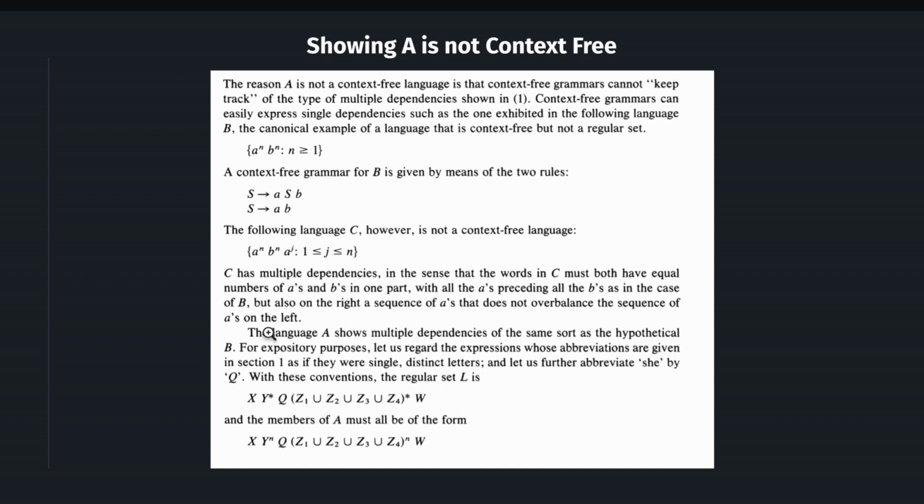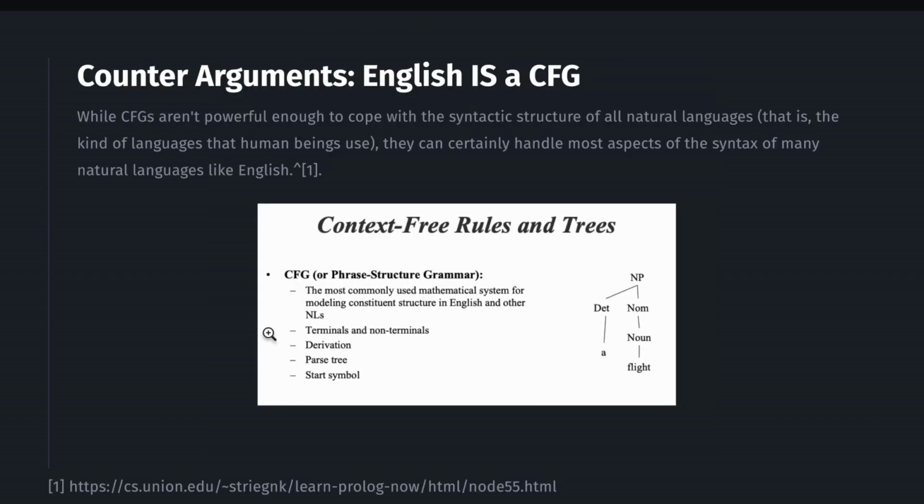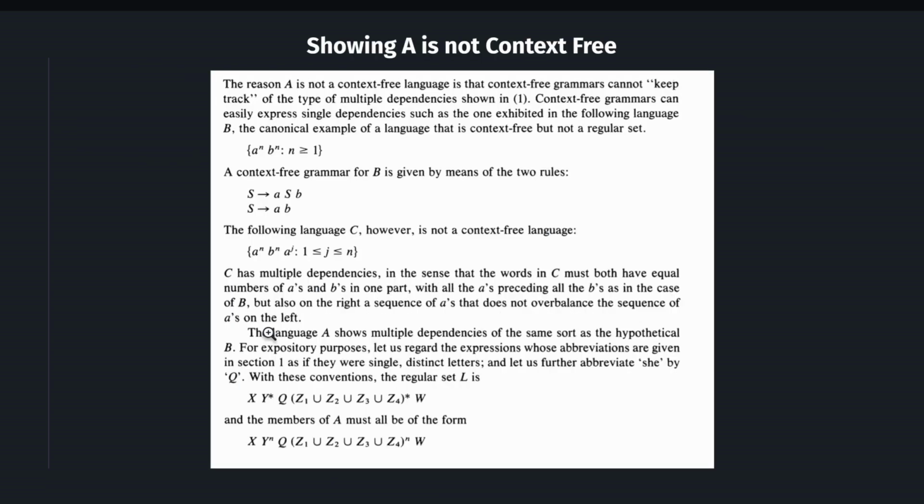We must have an equal number of the word "this" and of the word "him." And we also have long distance dependencies around the matching of scale and segments of Z and the length of Y. So that is why A is not context free.